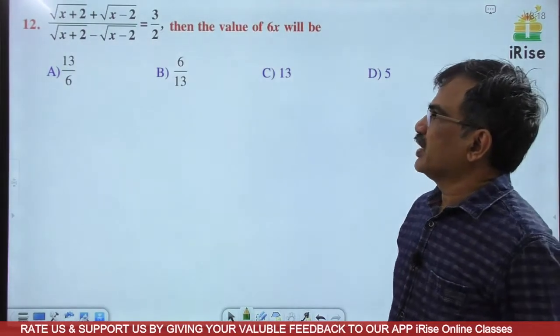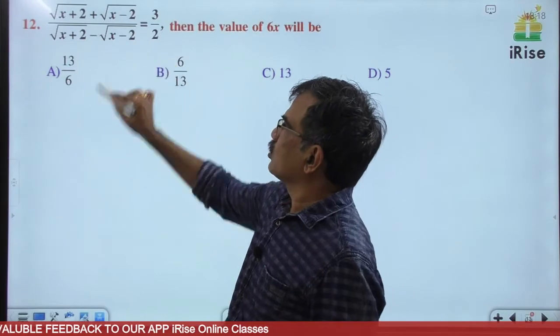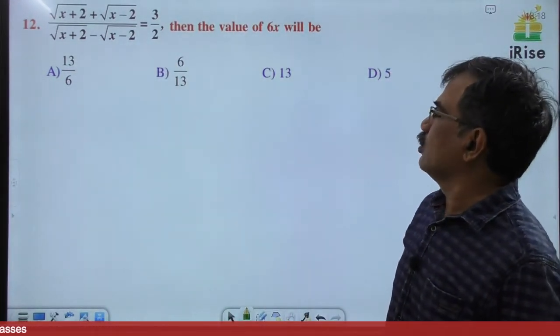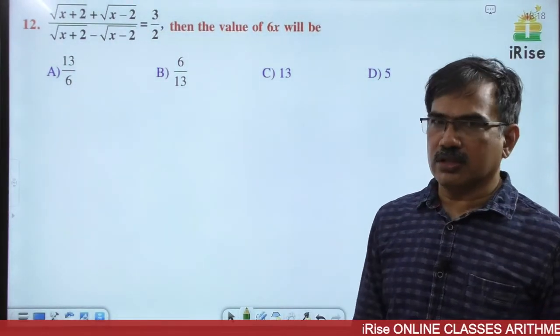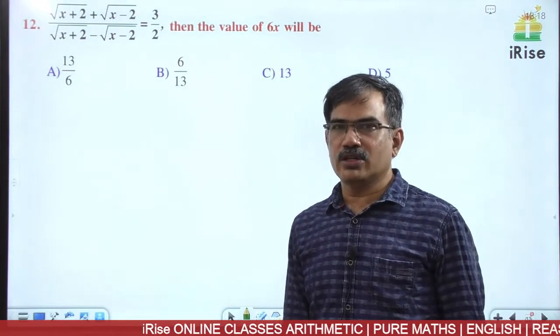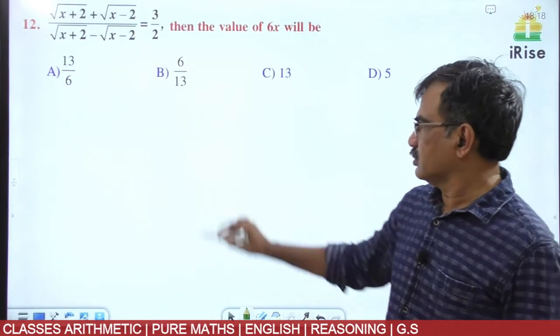If (root of x plus 2 plus root of x minus 2) by (root of x plus 2 minus root of x minus 2) is 3 by 2, then what is the value of 6x? Before going to solve this question, I want to use the componendo and dividendo rule. What is the componendo and dividendo rule?